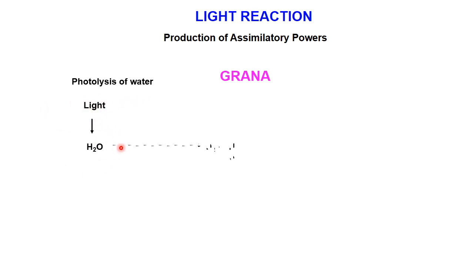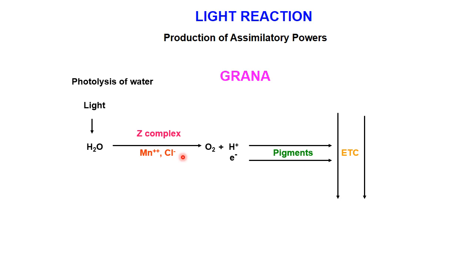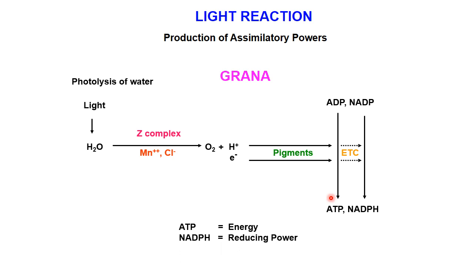Here the light splits the water molecule into proton, electron and oxygen using the Z complex, which is not yet known, and using the nutrients manganese and chlorine. Later on, these electrons and pigments together enter the electron transport chain. In this electron transport chain, ADP is converted to ATP and NADP plus is converted to NADPH. Here the ATP acts as energy and NADPH acts as reducing power.